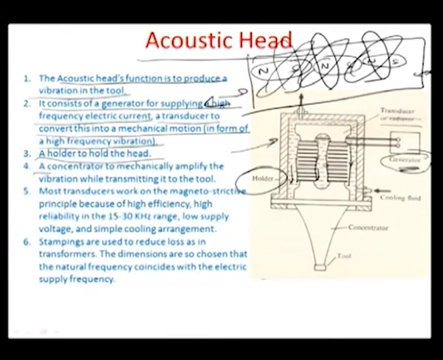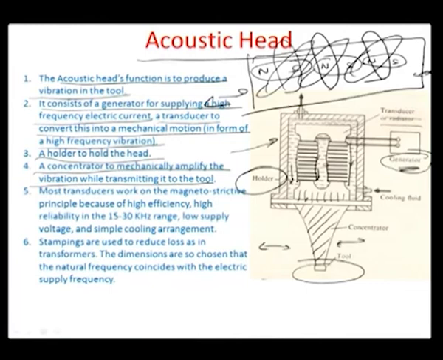There is a concentrator to mechanically amplify the vibrations while transmitting it to the tool. The tool is kept at the end of this concentrator. So, this shape here is actually by design, okay. So, whatever vibrations are emanating out of the magnetostrictive material can be focused onto the tool very sharply, so that you have less wobble in this direction and more vibrations in this direction, okay.